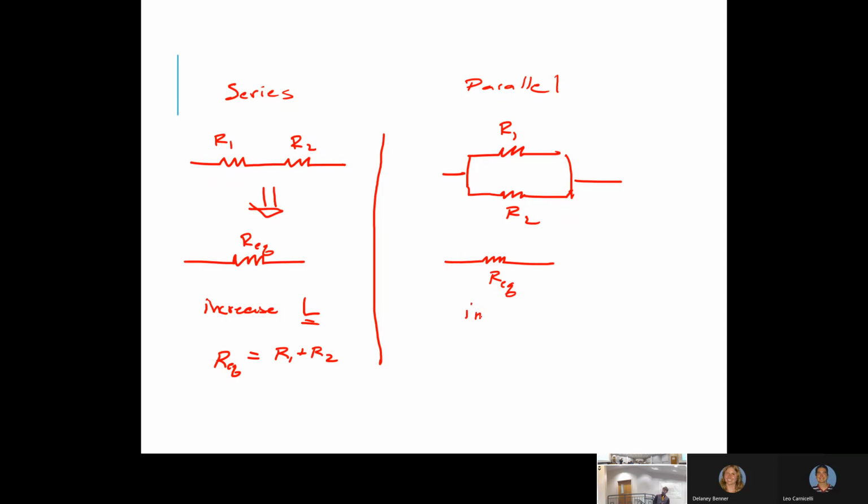So this is effectively increasing A. A goes up. You guys know what I'm saying. And so for resistors in parallel, you can think of the equivalent resistance as given by the sum of the individual resistors when added in inverse.